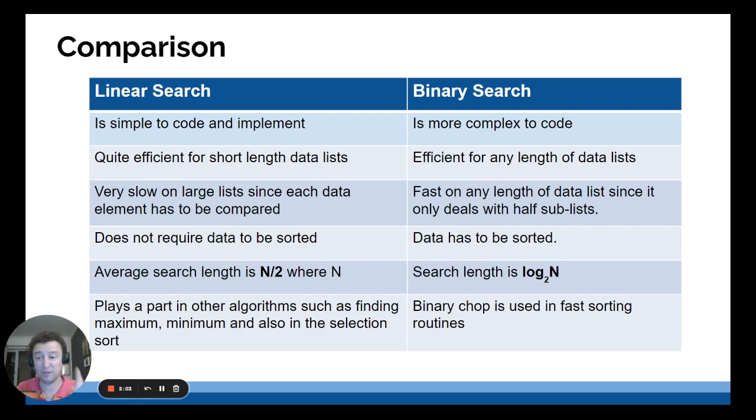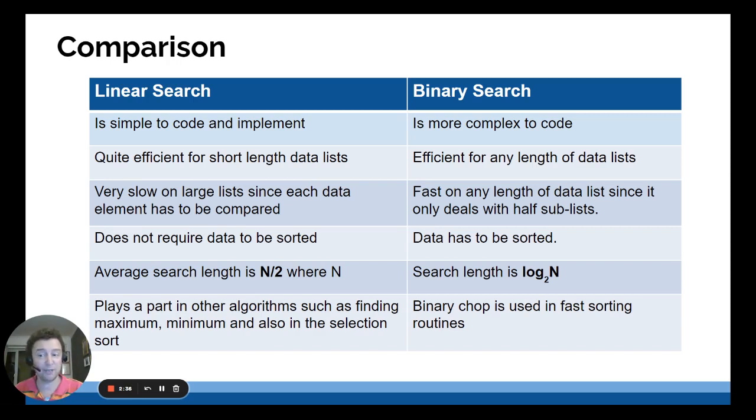Linear search is quite efficient if you've got very small lists. Okay, so 10 items, linear search, very efficient. Okay, binary search, much more efficient for any length of data lists. I would say that once you're getting to lists of like 20, 30, binary search is much more efficient as long as it's been sorted first. Linear search is slow to find items in a large list because each item has got to be compared. Binary search much faster, because it halves the list. It cuts things in half very quickly.